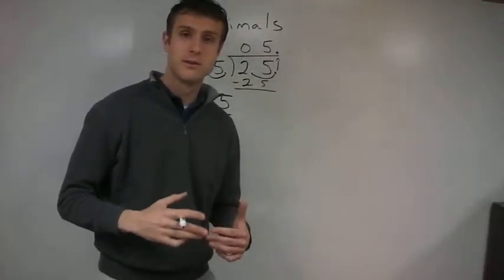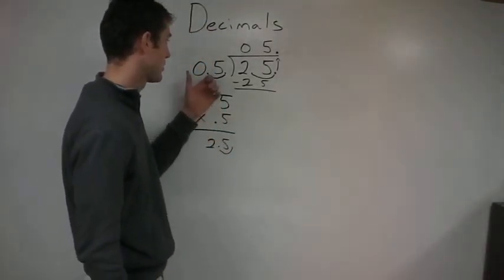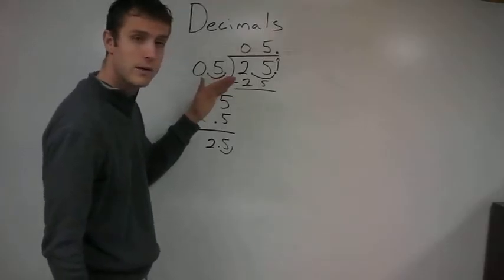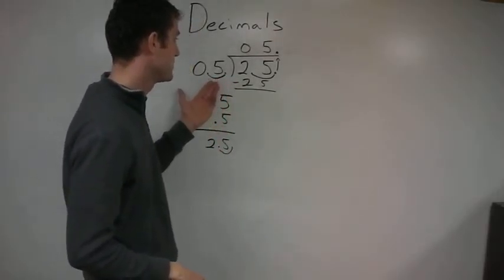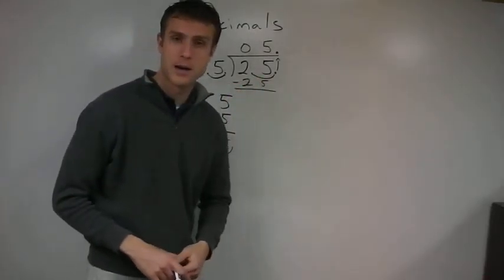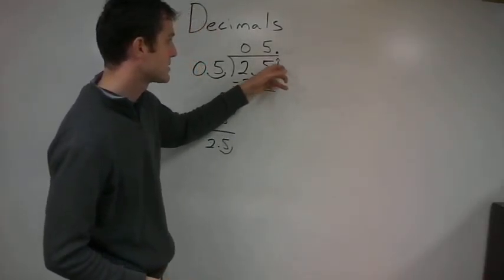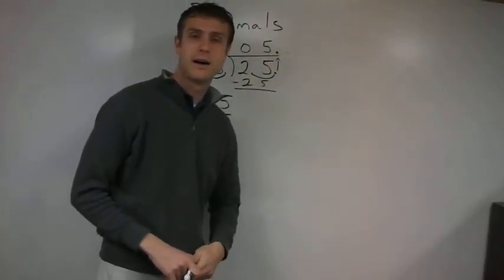So that is how you divide decimals. Make sure the outside number is a whole number. If it is not, move the decimal over until it becomes a whole number. However many times you move it on the outside, make sure you move it the same number of times on the inside. You're going to move your decimal straight up and then divide normally.